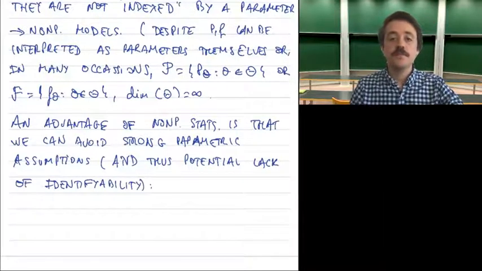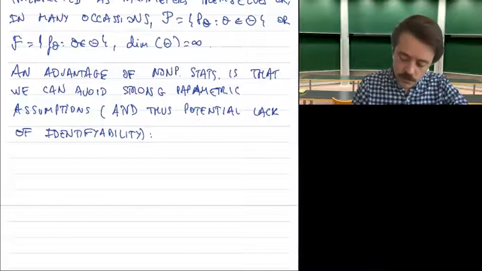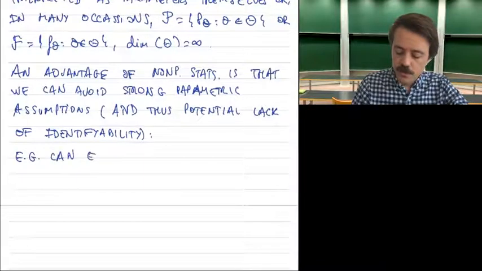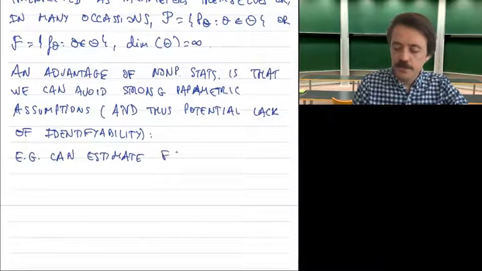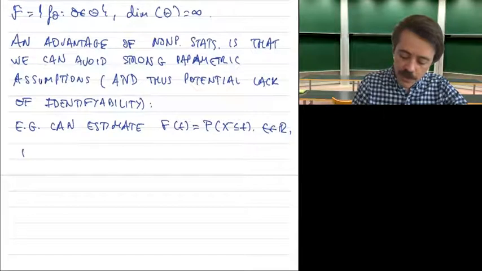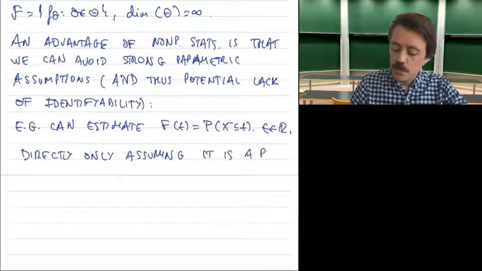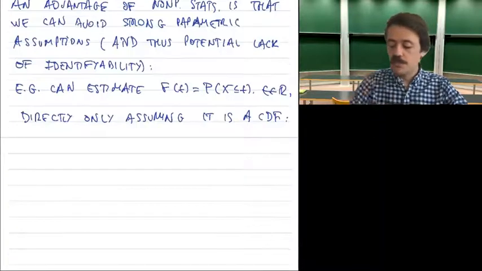Okay, so as I was saying, let's focus on the CDF for some time now. We can estimate this capital F, the usual CDF, and we're still in one dimension. So let's write P of X less or equal than t, with t in the real numbers. We can do so directly, and only assuming it is a CDF, while before we were assuming that whatever we are estimating is from a family of distributions with a given parametric assumption.